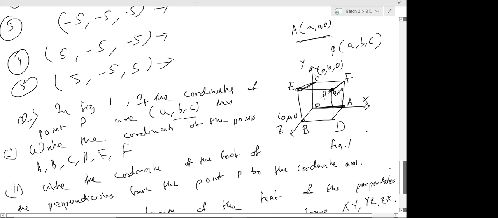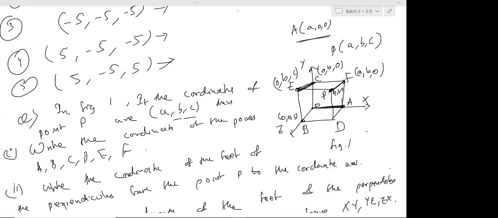Now to reach E, you have to move in y and z. So the x coordinate will be 0. Or look at it like this: the YZ plane contains E, so the x coordinate will be 0. And how much in Y? B units. How much in Z? C units. Same for F, it's in the XY plane, so the Z coordinate will be 0. How much in Y? You have to move B units. How much in X? A units. So these are the coordinates of all the points.